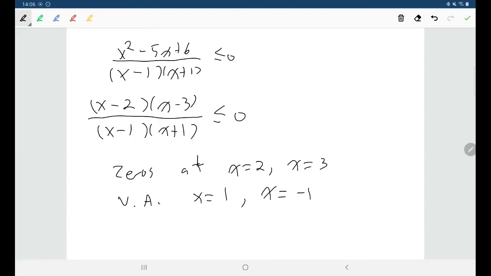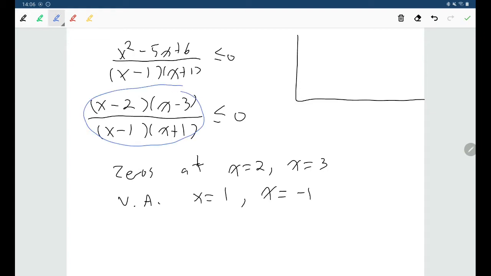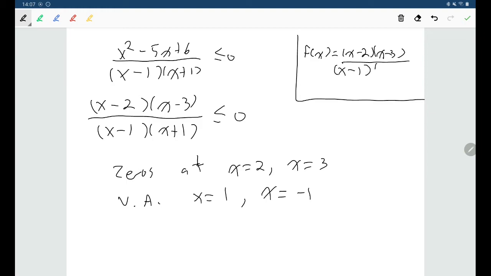Our function, the f of x that I'm going to be using to evaluate here, will be this function that we have over here. That's my f of x. You could either have it in the factored form or the unfactored form when you're evaluating. It doesn't really matter, but I'll write it in the factored version that we have here. f of x, that's x minus 2, x minus 3 over x minus 1, x plus 1.